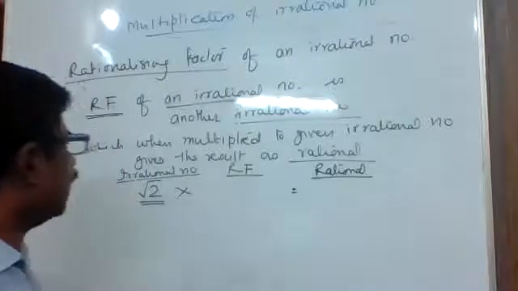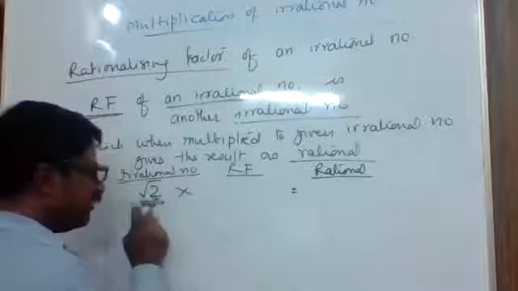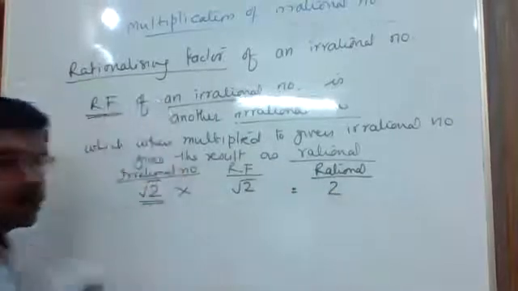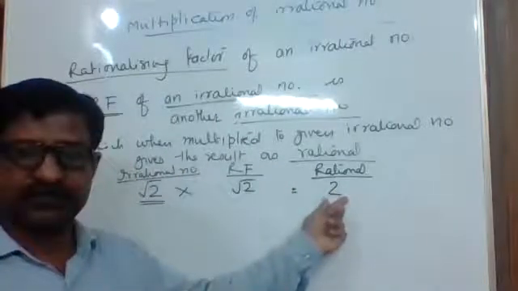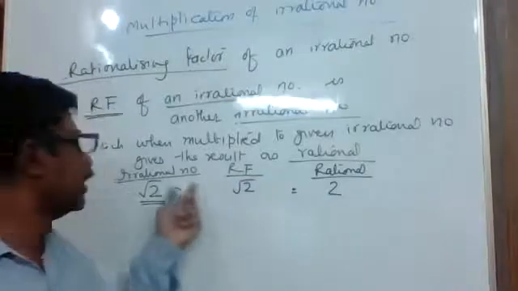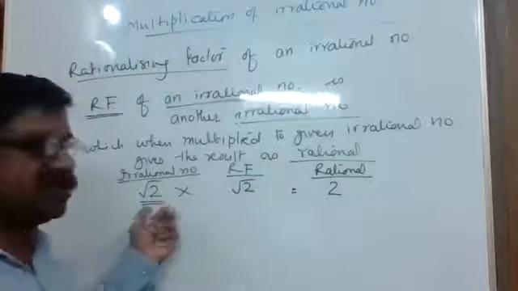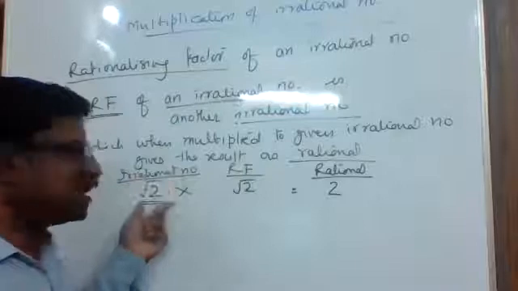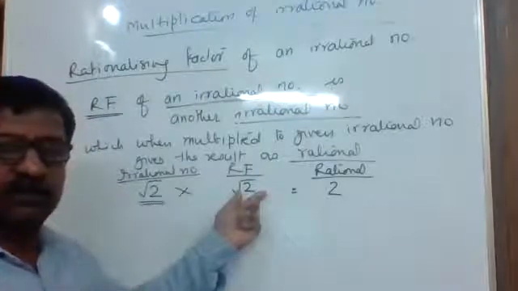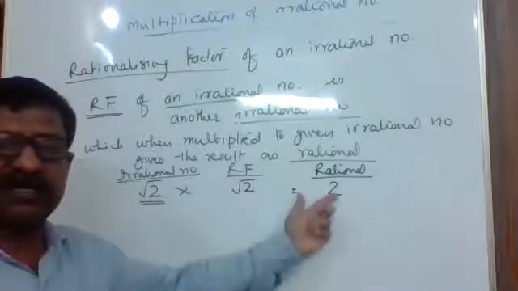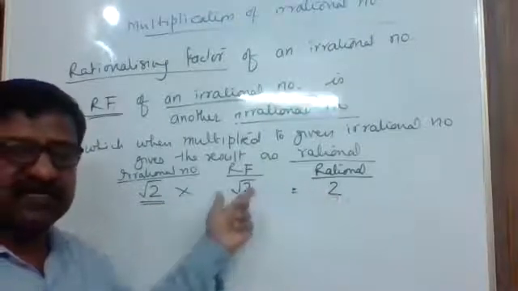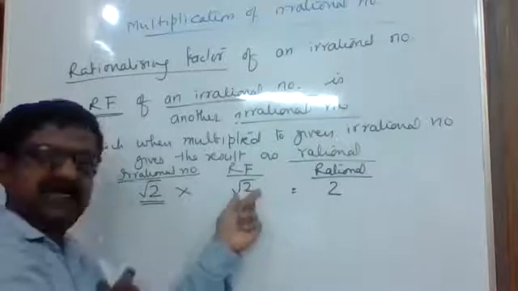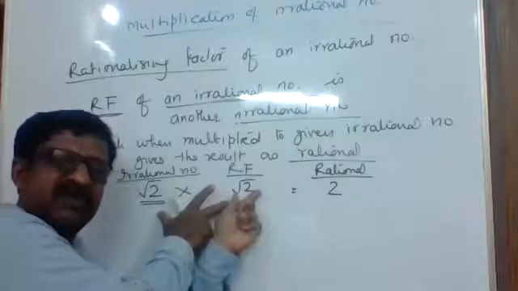Okay. Now, what has to be multiplied? We have already discussed. If we multiply root 2 with another root 2, it becomes 2, and the root sign is removed. So what number have we multiplied here? Root 2. Root 2 is multiplied with root 2 to get 2. Therefore, the rationalizing factor of this irrational number root 2 is root 2, because when you multiply these two, we get the result as rational.